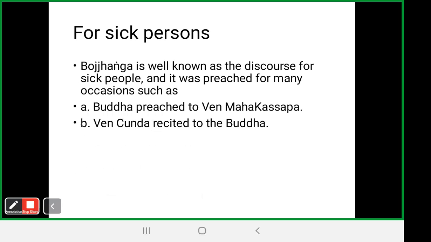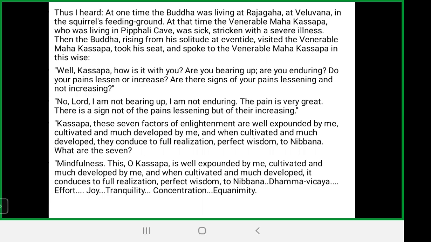All right, now Bojjhanga is well known because it's a discourse for sick people, right? And it's preached on many occasions, for example, the Buddha preached to Venerable Mahakassapa when Venerable Mahakassapa was sick. And then Venerable Chunda recited this Bojjhanga Sutta to the Buddha when the Buddha himself was sick. So this is some of the short information. And we are going to study this copied from the suttas, right?